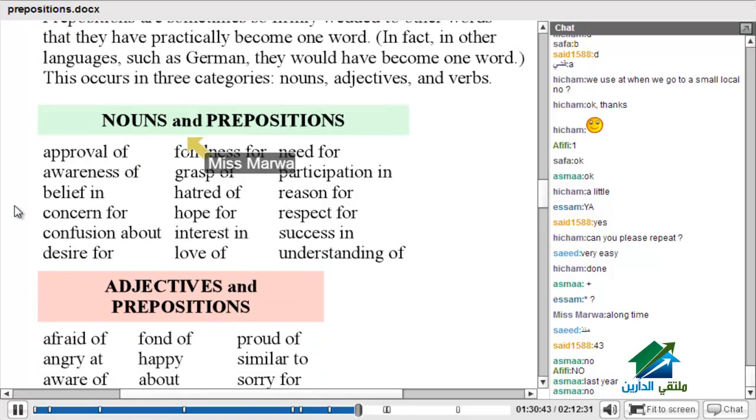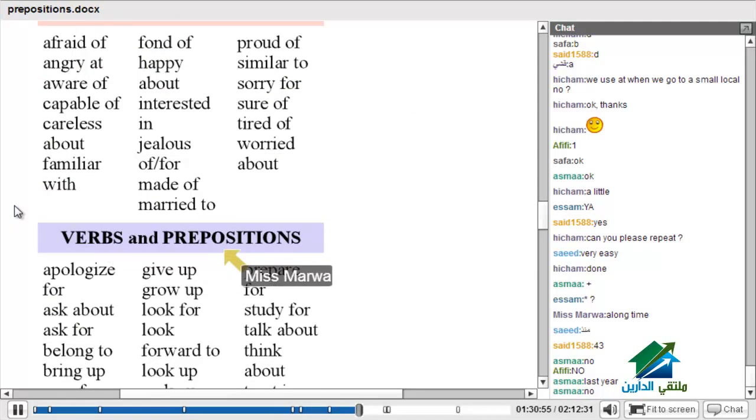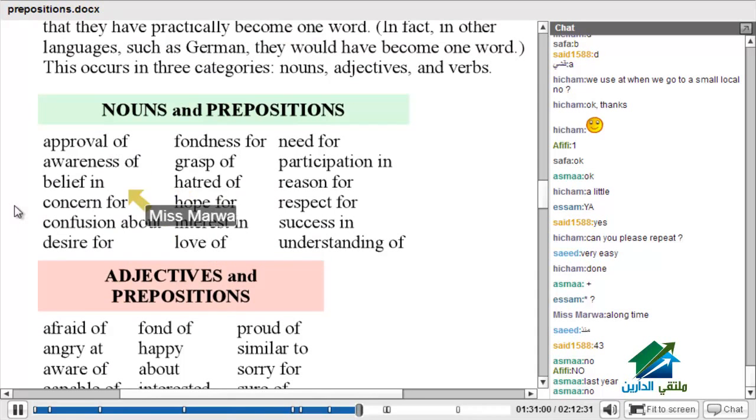Here I tried to collect the things that people make mistakes with in prepositions, and we grouped them together: nouns and prepositions, adjectives and prepositions, verbs and prepositions. Let's have examples. Approval of, awareness of, belief in, concern for, confusion about, desire for, fondness for, grasp of, hatred of, hope for, interest in, love of, need for, participation in, reason for, respect for, success in, understanding of, take care. Even if you are familiar with the prepositions, none of us is free from the moment of feeling confused about a preposition. Sometimes I get confused and forget which preposition was suitable, even though I know, so I have to be sure again.